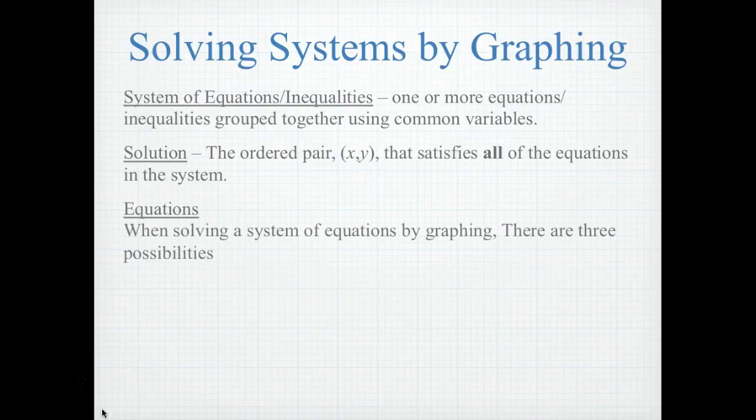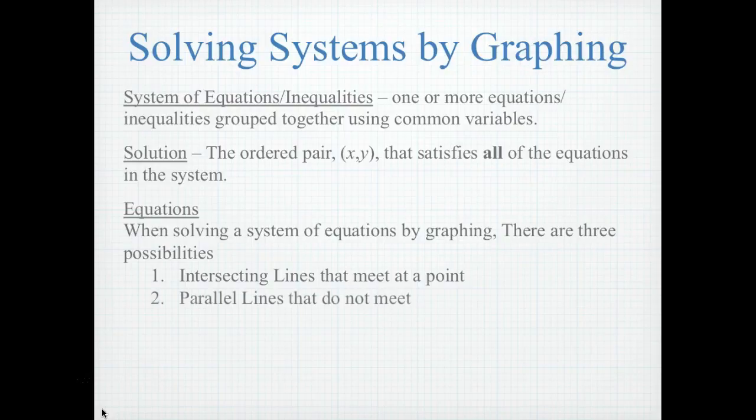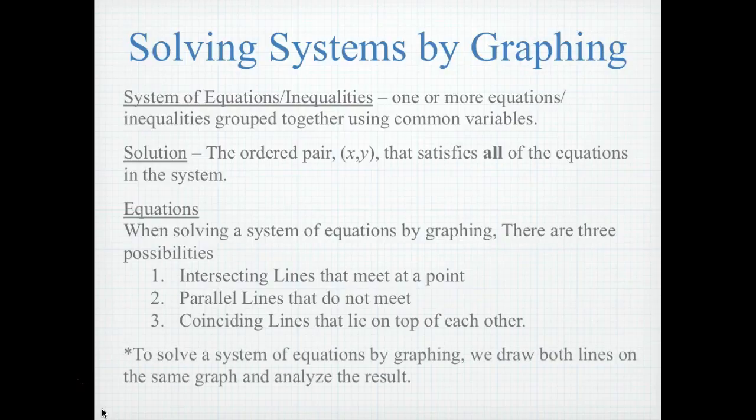When solving a system of equations by graphing, there are three possibilities for solutions. First, you could have two intersecting lines that meet at a single point. That point represents the solution to the system. You could have parallel lines that do not meet. Or third, you could have coinciding lines that lie right on top of each other. To solve a system of equations by graphing, we draw both lines on the same coordinate plane and analyze the result.